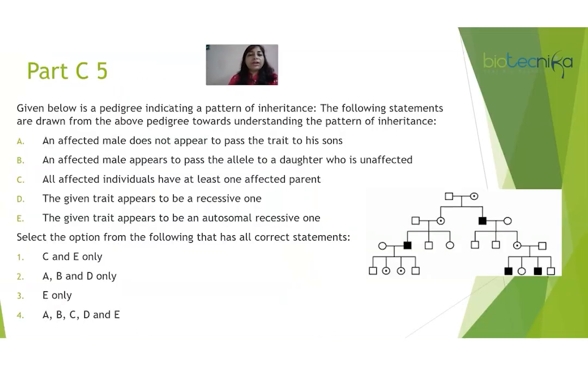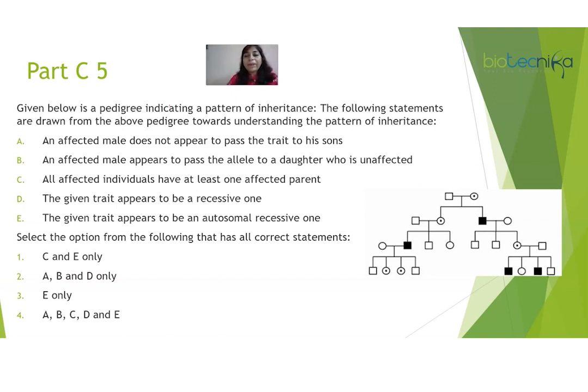Moving on to the next question from part C. Again, a question coming from pedigree analysis. Given below is a pedigree indicating a pattern of inheritance. The following statements are drawn from the above pedigree towards understanding the pattern of inheritance. Now this question is very, very easy, because you don't have to conclude what kind of inheritance is there. It is just talking about the patterns that you can see in the chart, which you can just analyze and comprehend by studying the chart.